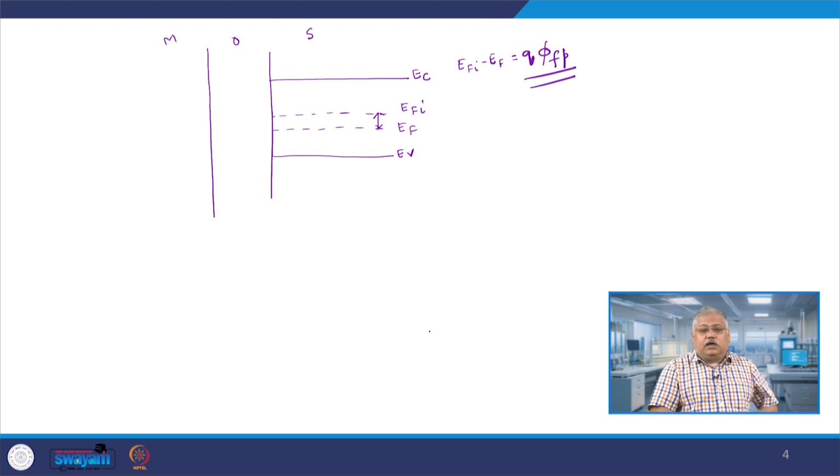What does it tell me? This q phi FP tells me how much the device is basically p type. That is also one of the reasons EF is very close to EV. If EF is very close to EV, EFI minus EF will typically be a large quantity, which means that it is more of a p type. So that is the reason this q times phi FP gives you a qualitative as well as quantitative measure of how far the substrate which you have taken is p type.